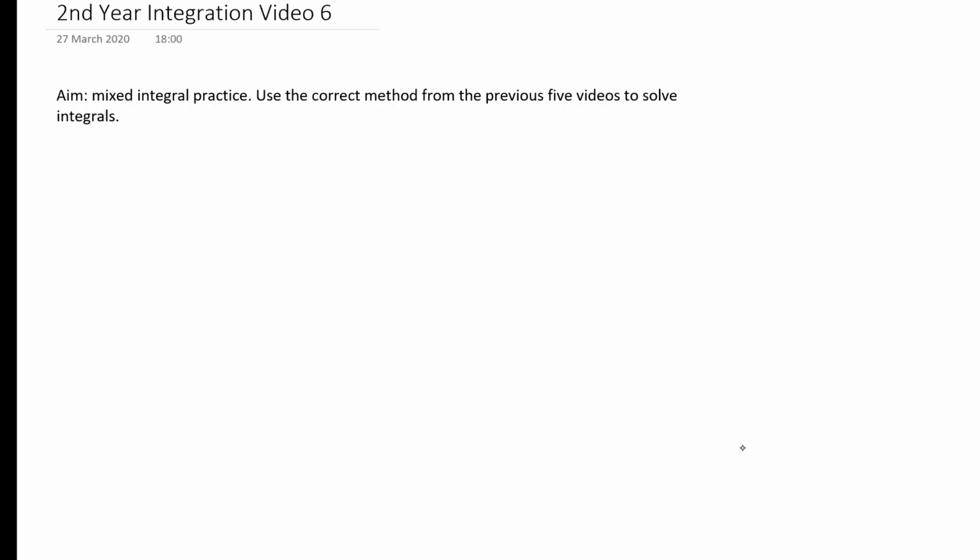This is the 6th video on second year integration techniques in A-level maths. The aim of this video is to go over a mixed set of integrals where the method isn't stated, and we'll go through determining the correct method to use and then solving the integral. So example 1.